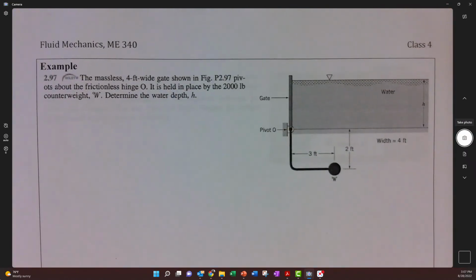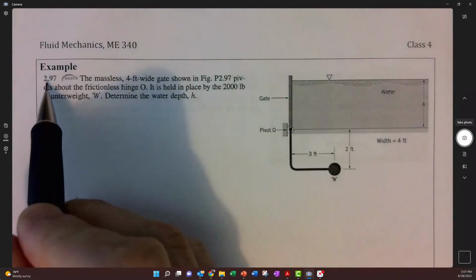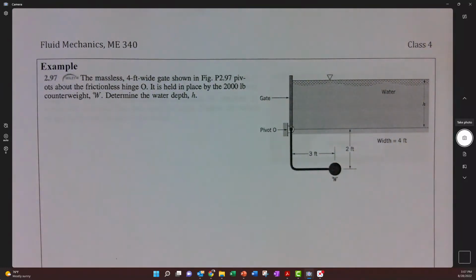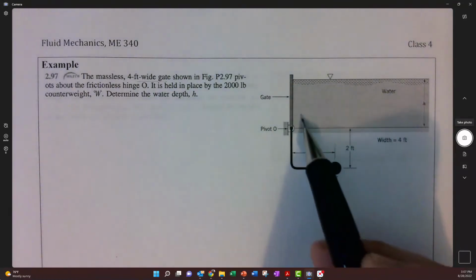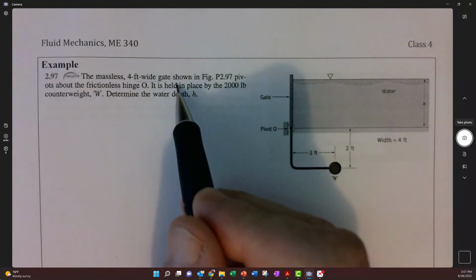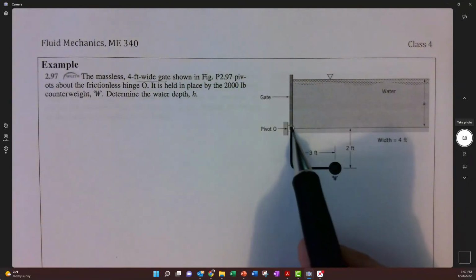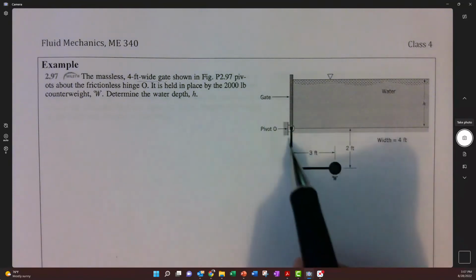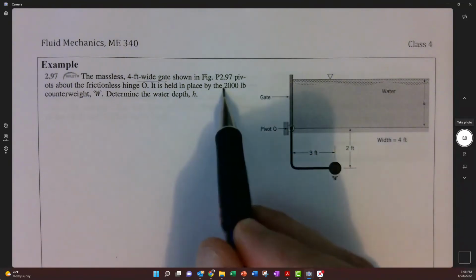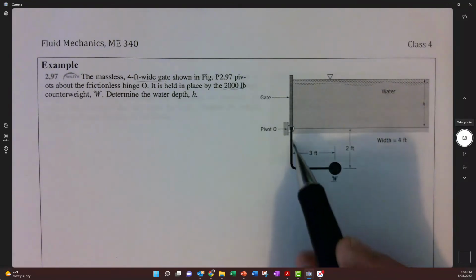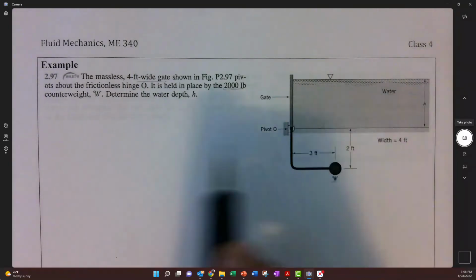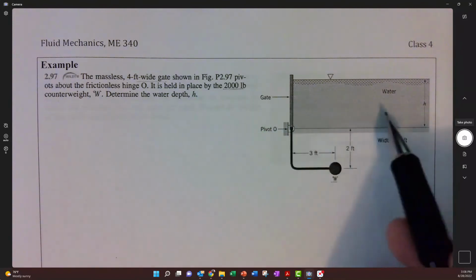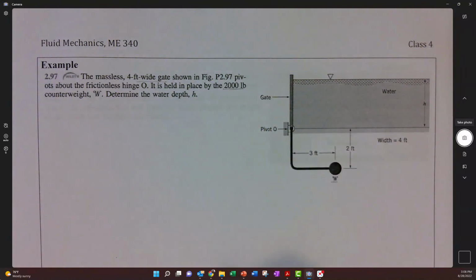All right, so here's the example. This is problem 297 out of Munson. We have a 4-foot wide gate, so that's the dimension out of the plane, and it pivots about a frictionless hinge right here, and it has a counterweight that weighs 2,000 pounds. It's got a little bend in it, so it's 3 feet, and this is 2 feet right in there. What we want to determine is the depth of the water if this thing is being held in place in this manner.